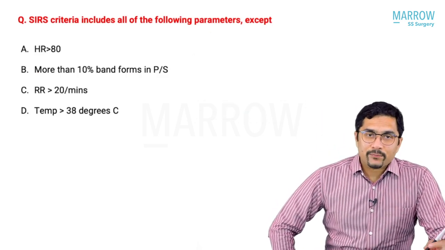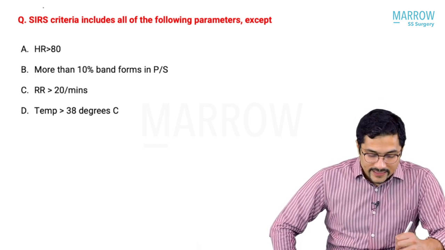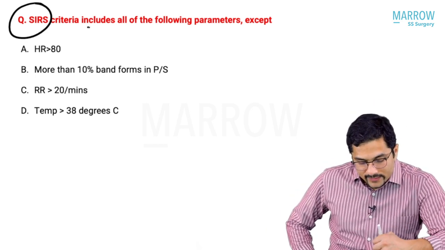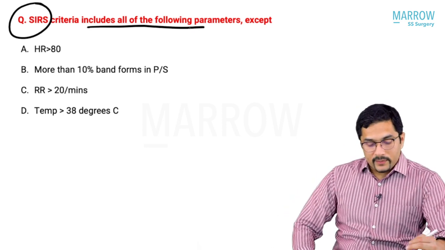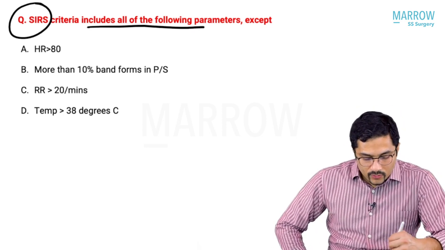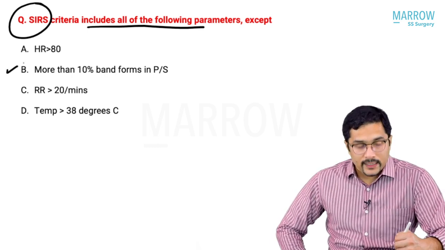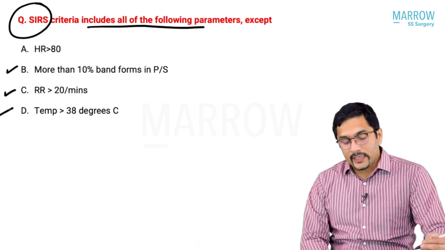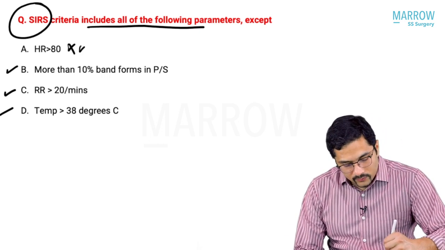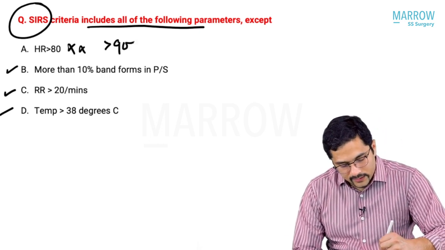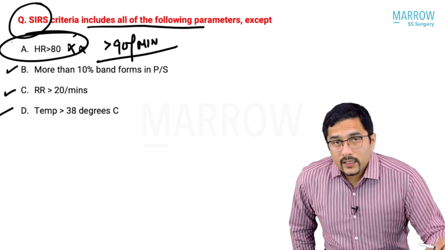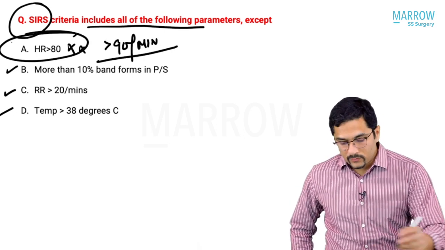SIRS and sepsis criteria are very important, asked in every exam. Which of the SIRS criteria includes all of the following parameters except? So, more than 10 band forms is there, respiratory rate more than 20 is there, temperature more than 38 is there, heart rate not more than 80, it should be more than 90 per minute. So, this is the correct answer. It should be more than 90, not more than 80.